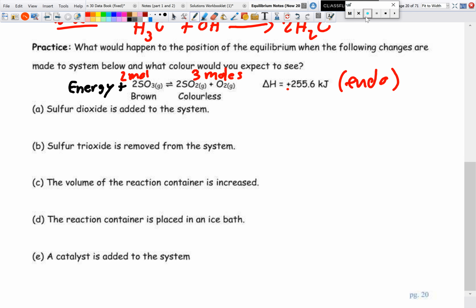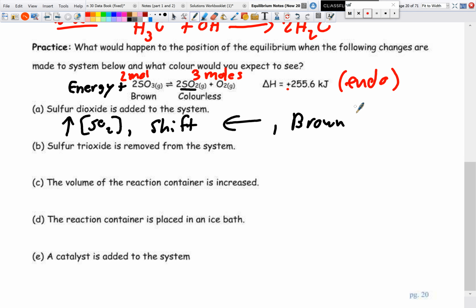So let's look at all these here. Sulfur dioxide is added to the system. Now these here, we've done like above, so we know when we're adding something, it's going to shift away. Sulfur dioxide is right here, so it is one of the products. So if we increase the concentration of SO2, the shift is going to be back towards the formation of our products, and we should see brown color being produced from the sulfur trioxide.